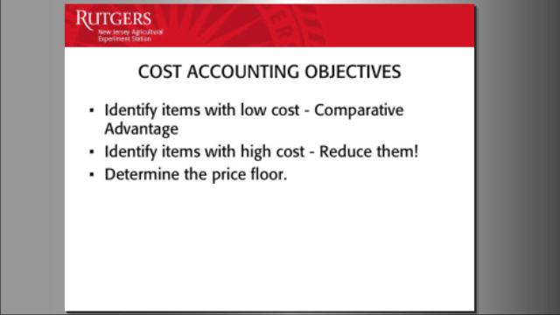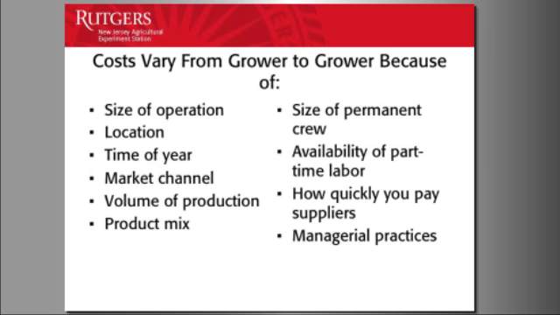You want to identify items that cost you a lot to produce, and you either want to reduce those, buy them from somewhere else, or figure out a way to make it work, or realize, well, those are items that I'm good at producing, I do a good job, I'm going to lose some money, but I'm going to bring in customers into my business if I do that. And then you want to determine the price floor. And you need to do this for yourself, because I can't tell you how much it costs to produce a greenhouse tomato or a poinsettia or whatever, because your costs are different from everybody else's. And they vary for lots of different reasons.